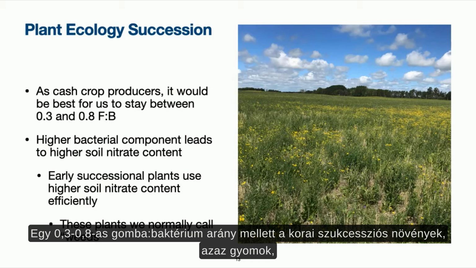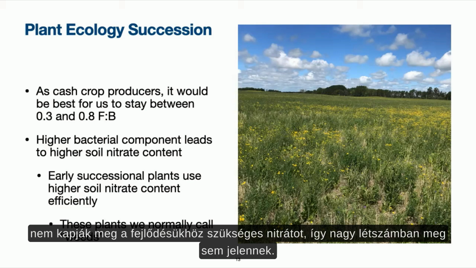So by having a higher fungal to bacteria ratio, the early successional plants that need or utilize the nitrate, they don't have that nitrate, so they don't show up. And those early successional plants, we call them weeds.